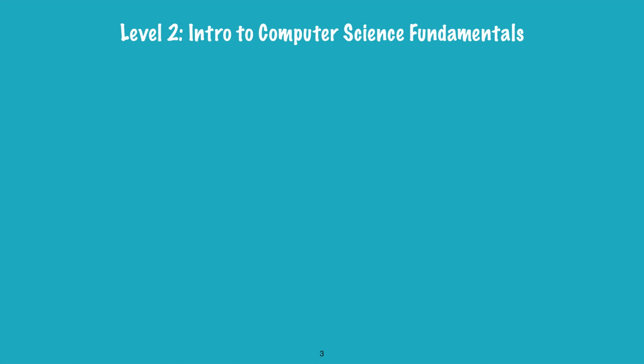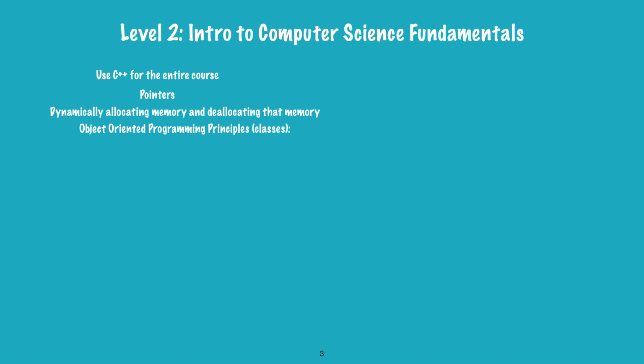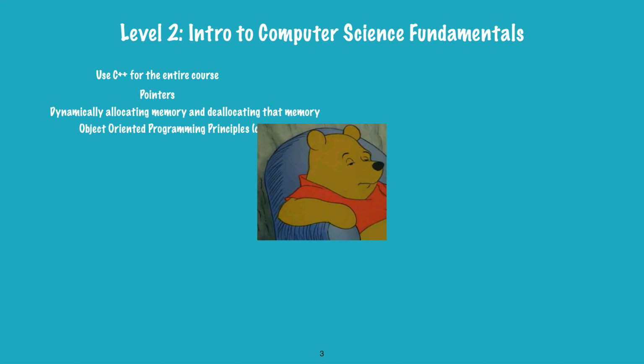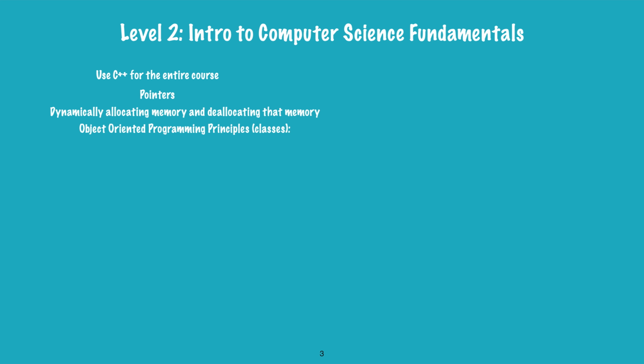Level 2, Intro to Computer Science Fundamentals. At this level, you typically learn C++, which is used for the entire course. From day 1, we learn about what pointers are. You also learn about dynamically allocating memory and deallocating that memory. And almost immediately, we jump right into object-oriented programming principles, or classes.